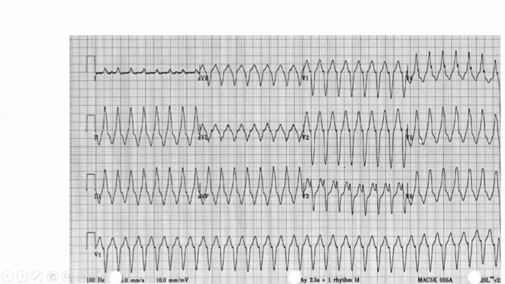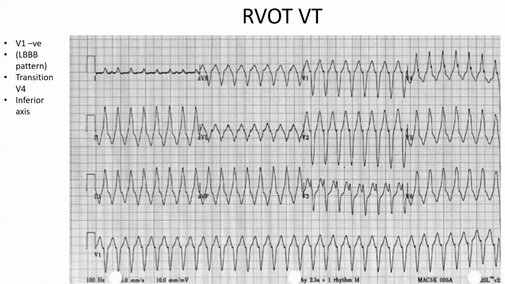Okay, so we look at V1, it is negative. Transition here is in V4. The inferior leads are positive. So this is left bundle branch block morphology, transition V4, and inferior axis. These findings indicate an origin from the right side and inferior axis from the RVOT. This is RVOT VT.